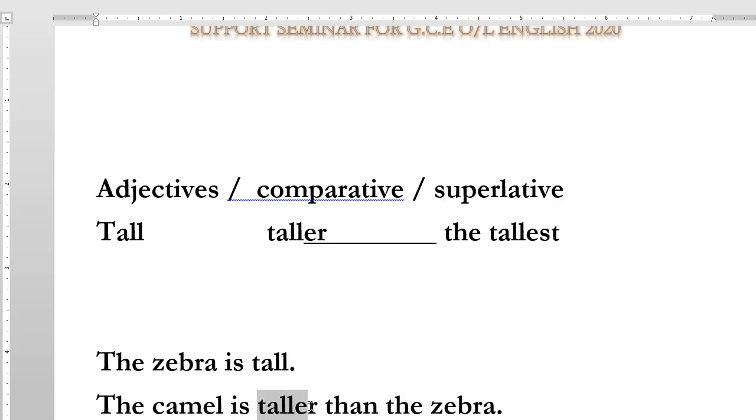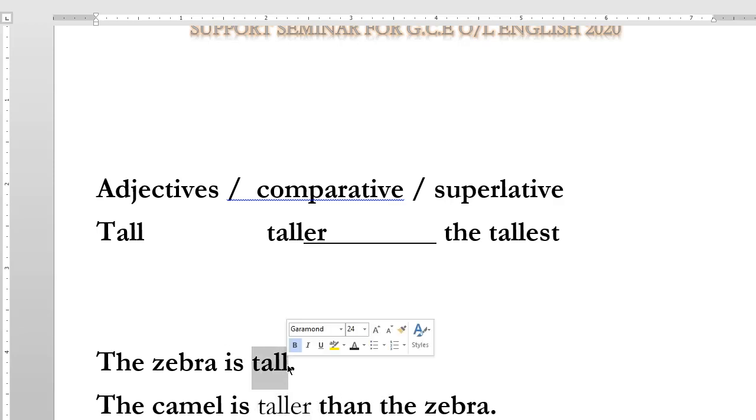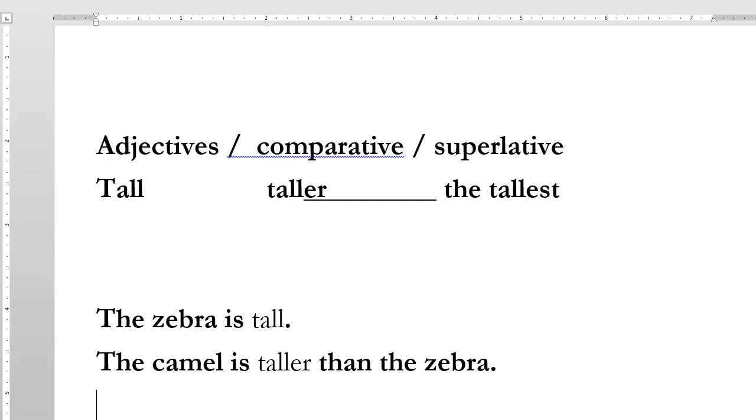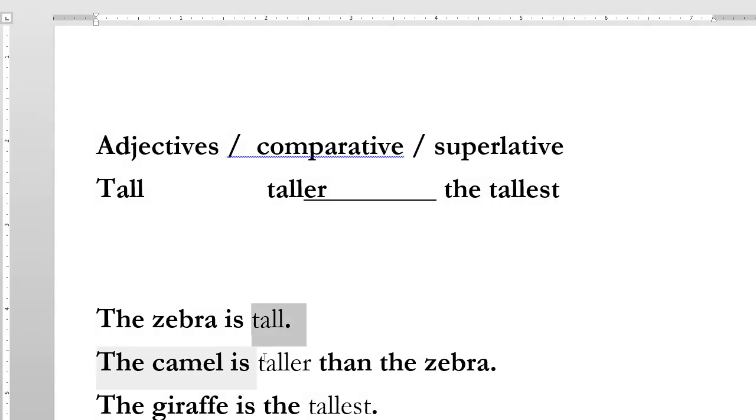So what am I doing here? I'm actually comparing here, right? You see, the zebra is tall, the camel is taller than the zebra. Now, of all the animals in the animal kingdom, there is a particular animal which is very, very tall, maximum tall. You can say the giraffe is the tallest. In this case, you can see I'm using the word tallest. And can you see that in neither of these two words did I use the article the, but in the third place, I'm using the article the.